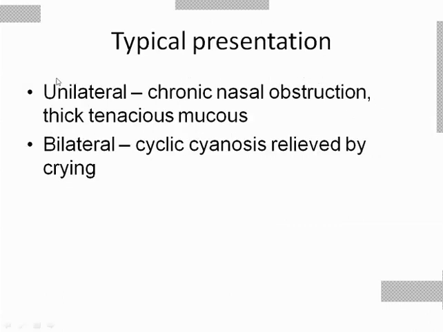The typical presentation of unilateral atresia is that patients usually present very late. They come with a unilateral nasal discharge, which is tenacious but without any air bubbles. Whereas in bilateral atresia, the patient will present as an emergency. In a newborn, it is a neonatal emergency. It can present as cyclical cyanosis relieved by crying, because whenever the patient is crying, they take the breath through the oral cavity.